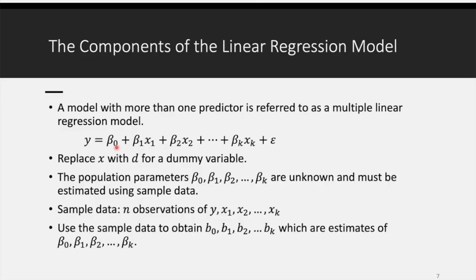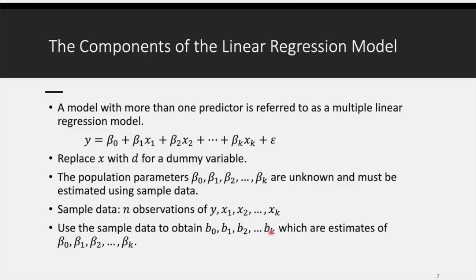The other thing that we would like to know is that beta naught, beta 1, beta 2, all of these are population parameters, and these are unknown. We don't know them. We don't know this relationship. This is the most important idea in this slide: betas, we do not know them. These will be estimated. What are the estimates of betas? B naught, B1, B2, up to Bk.